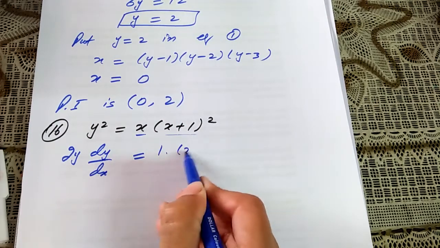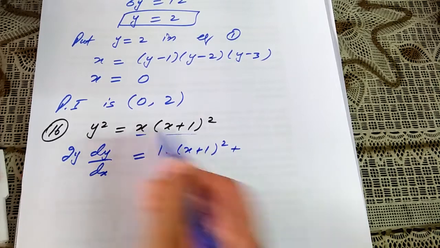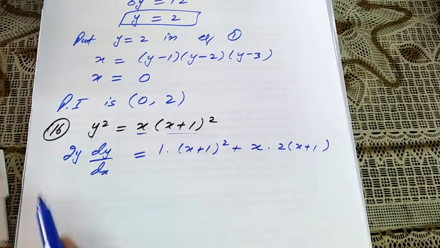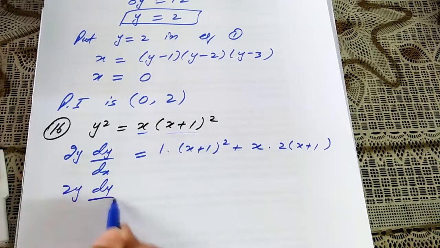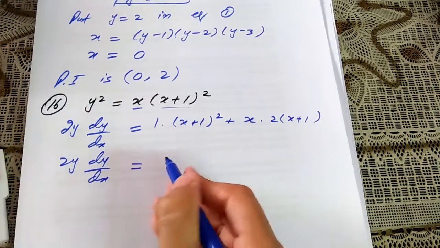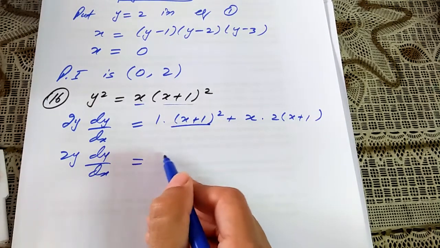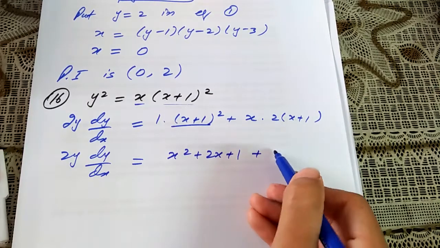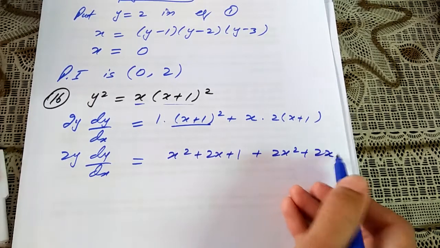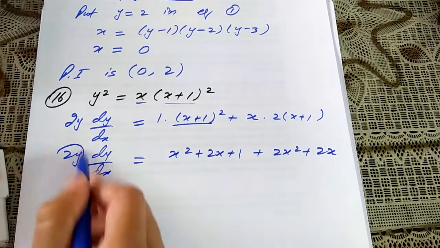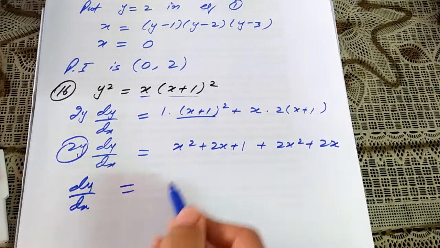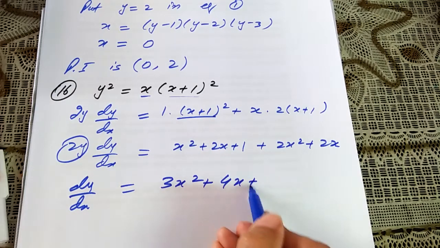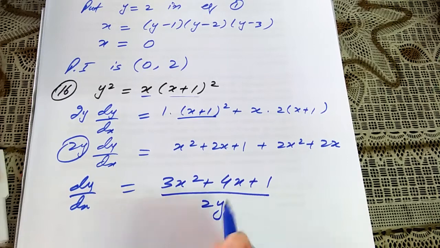I will get here 1 times (x plus 1) whole square, plus this x will stay the same, and the derivative of this function will be 2 times (x plus 1). So I will get 2y dy by dx is equal to, after opening the square, x square plus 2x plus 1, and this term will be plus 2x square plus 2x. Dividing on the right side and simplifying, we'll get 3x square plus 4x plus 1 divided by 2y.